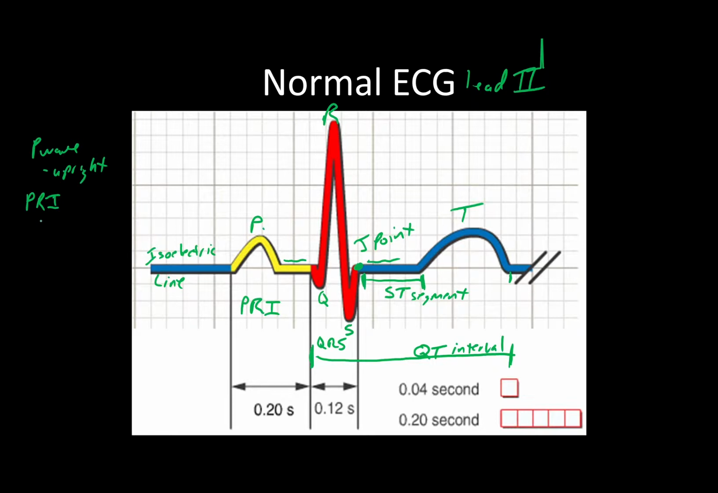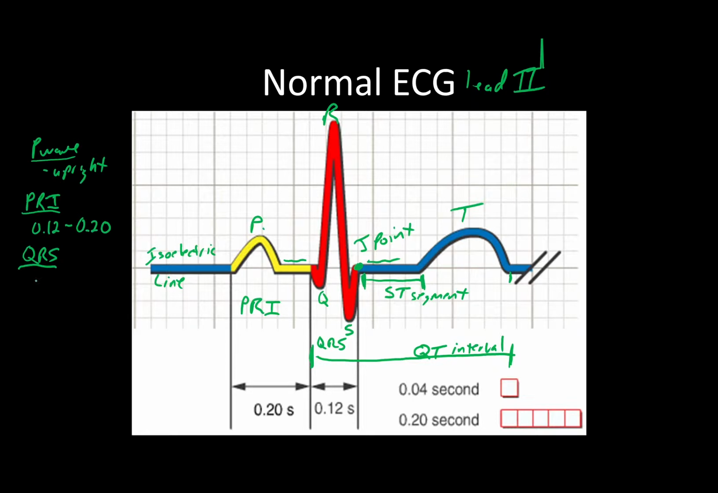Now the PR interval should have a measurement of 0.12 seconds all the way up to 0.20. Anything smaller or larger than that is a sign that there's an arrhythmia involved, some kind of conduction problem. Underline that. Your next one is going to be, of course, your QRS. I'll underline this as well.